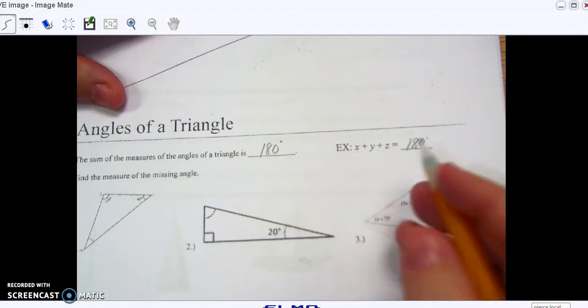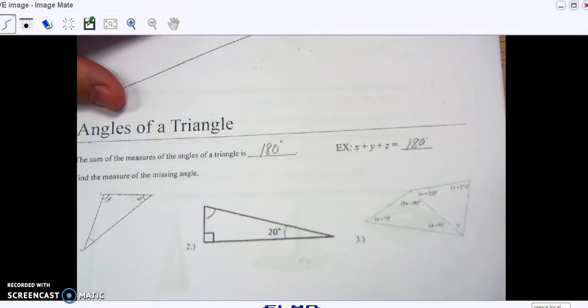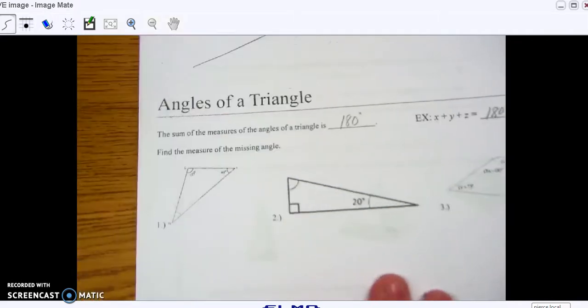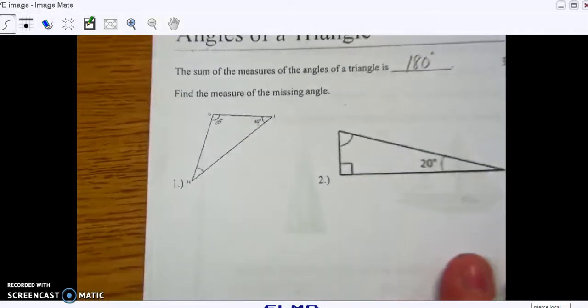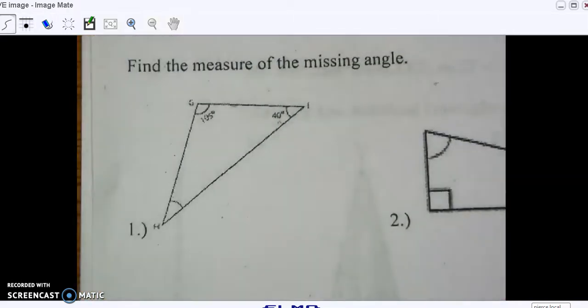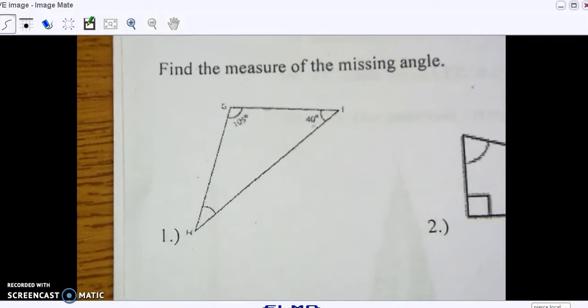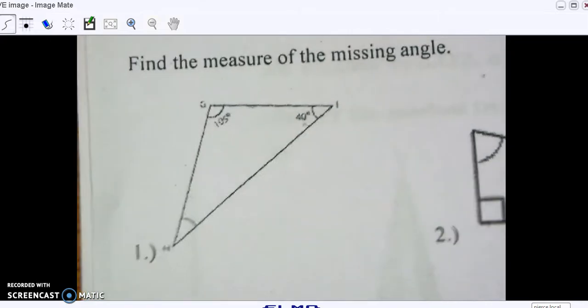So you're going to be using a lot of formulas here, and you have to set up formulas. Yes, you do. That's what I expect from you. I want you to set up the formulas to solve these. It's keeping your algebra skills sharp while we're in geometry. All three angles have to be 180 degrees, and that's true of every triangle in the world. I don't care what kind it is.